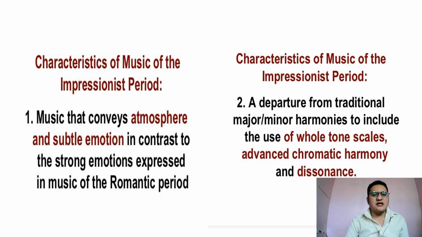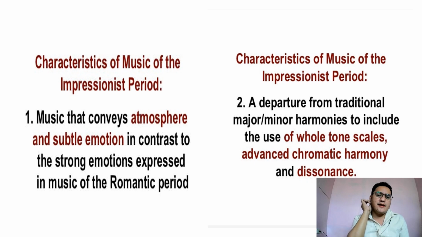which is the characteristic of the Impressionist period. It conveys atmosphere and subtle emotion in contrast to the strong emotion expressed in the Romantic period, meaning to say it is far different from the Romantic period. Okay? So, it is another characteristic wherein it is far from the intense emotion during Romantic time. Okay? Characteristic of music of the Impressionist period.